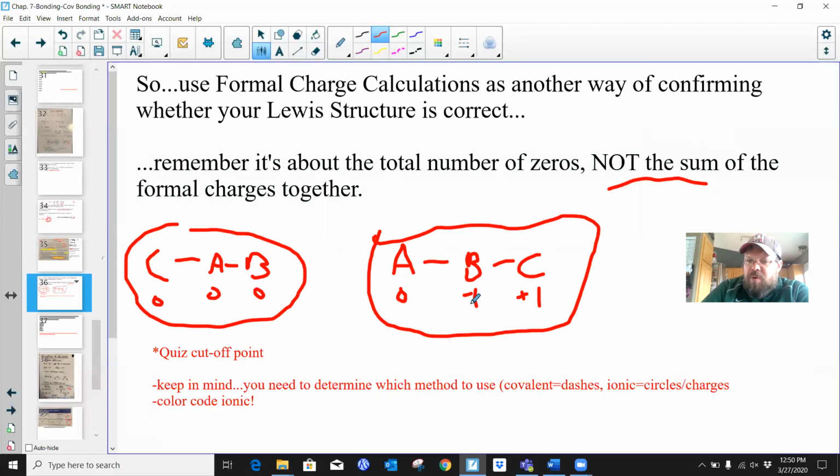I don't add this up and go, well, +1 plus a -1 equals 0, plus 0 is 0. So the sum total of this is 0, so it must be good. Okay, well, it's not. It's about hopefully having all of the atoms within the structure that you propose with a 0 value for all of them individually. All right, so hopefully that makes sense. I think I've explained that well enough.